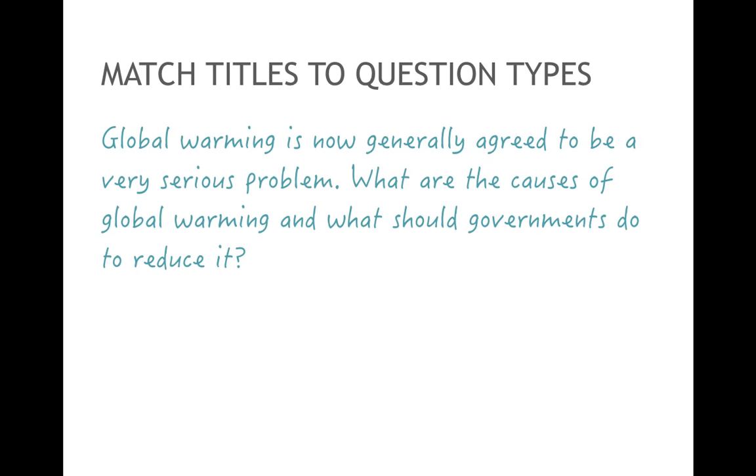Let's look at another one. Global warming is now generally agreed to be a very serious problem. What are the causes of global warming and what should governments do to reduce it? Again, in this case, it's easy to identify this question now. Once you've done it for 5 or 6 questions, it gets quite easy because it says causes and what should the government do to reduce it. Looks like it's asking for solutions, right? So it's a problem solution essay. So you basically have to give problems, the causes of global warming and the solutions of how governments can reduce it.